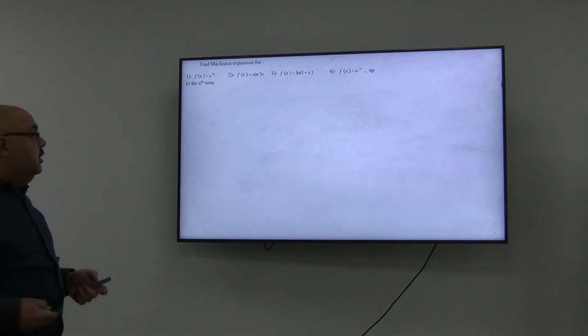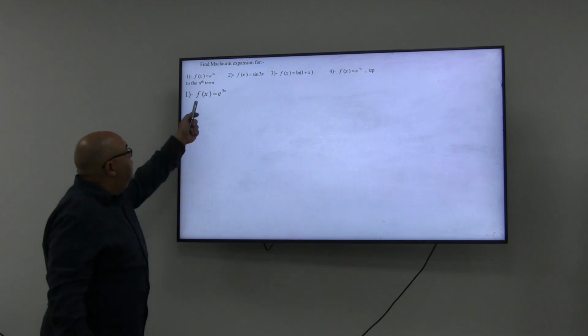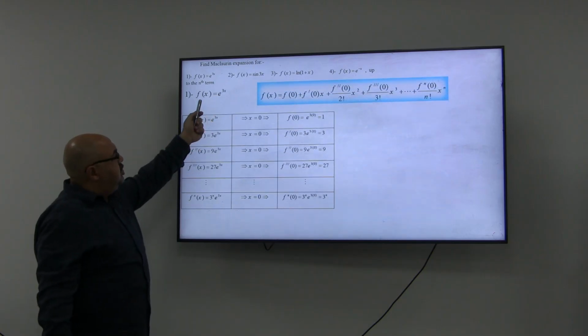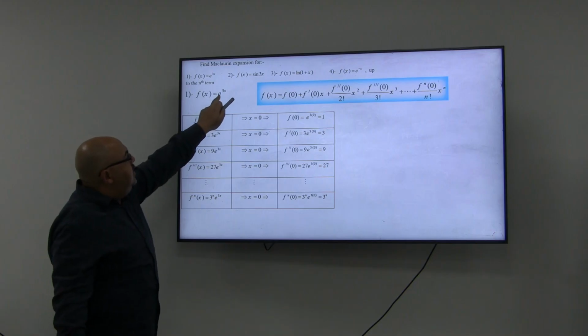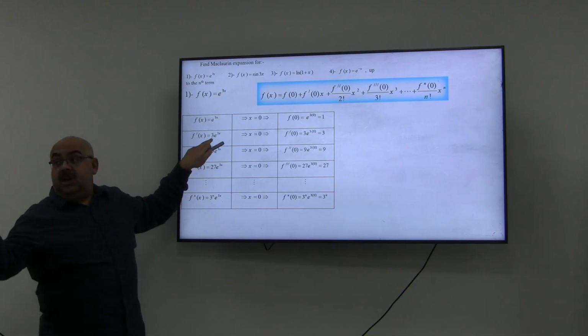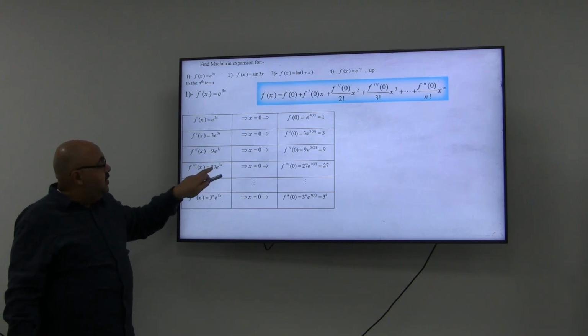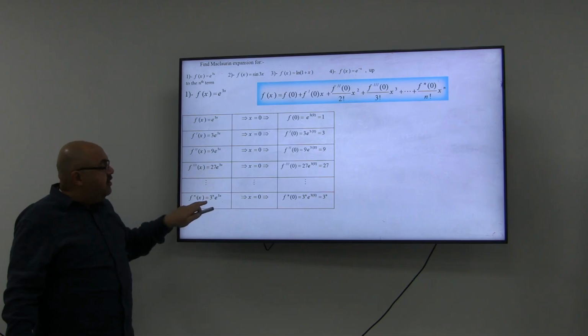So of course, in the same way, this is f of x. I will need f dash of x, which is going to be 3e to the power of 3x. So the key issue is to know how to differentiate. As you can see, that's the second derivative, the third derivative, that's the nth derivative.